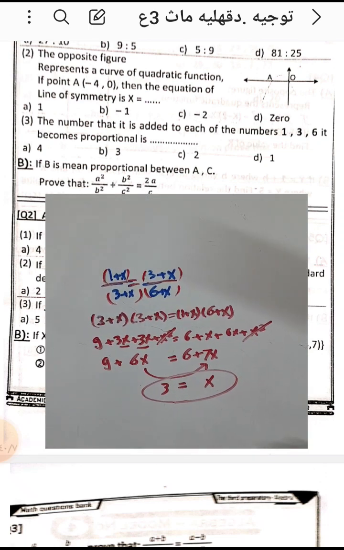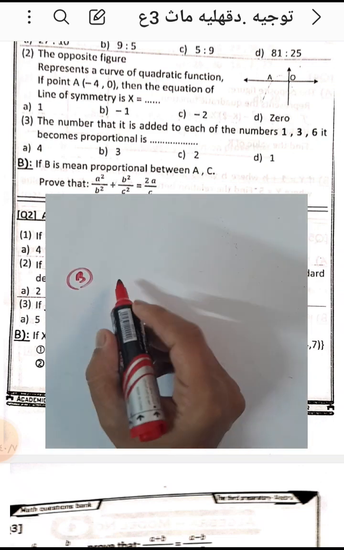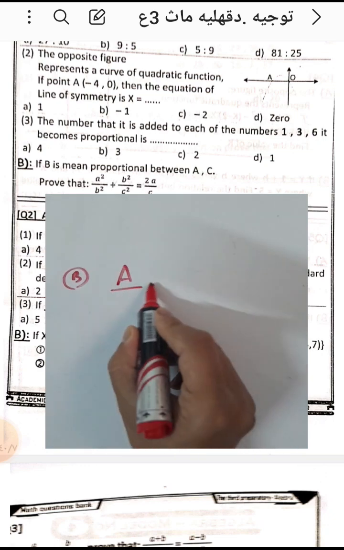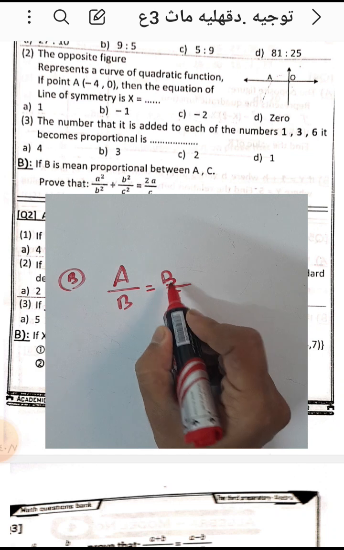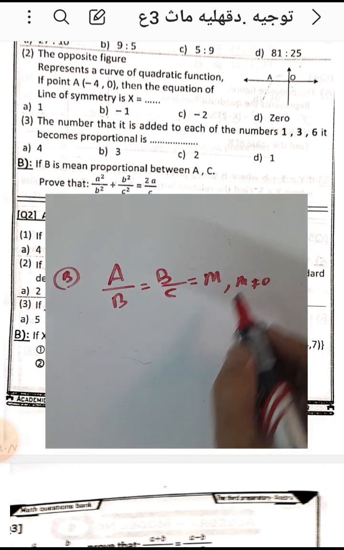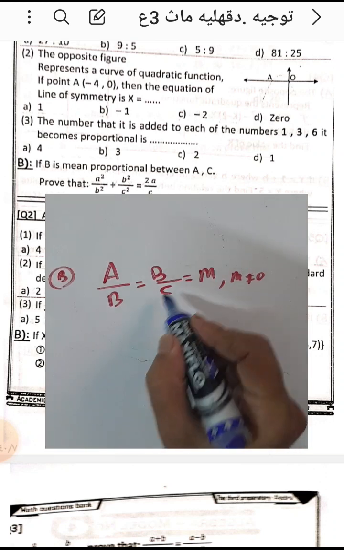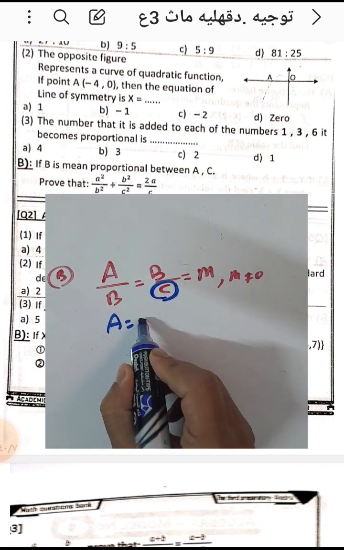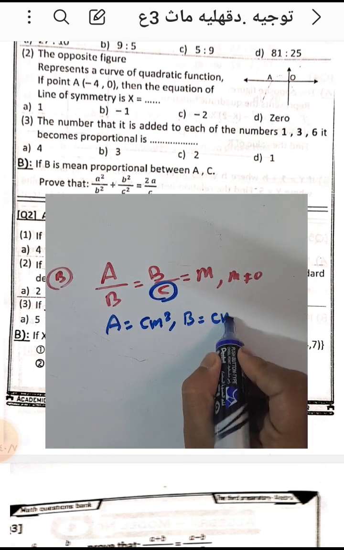Question letter B. If b is the mean proportional between a and c, prove that. We have the mean proportional between a and c, so as in question number 3 we can solve this example by using the rule between a and c. The middle here is b, because we call this the mean. Then we can put m, and m is not equal to 0, it's a constant. We can find a equals the constant times c times m power 2, and b will be equal to cm.